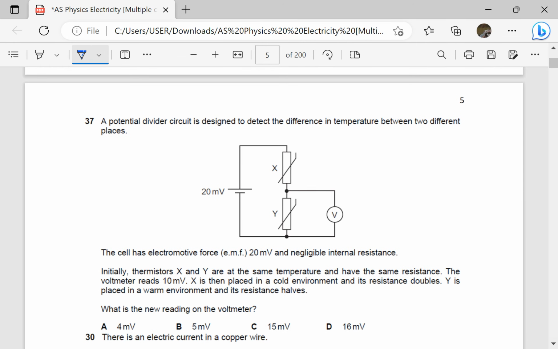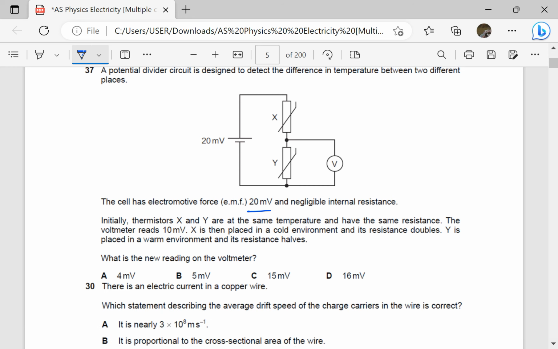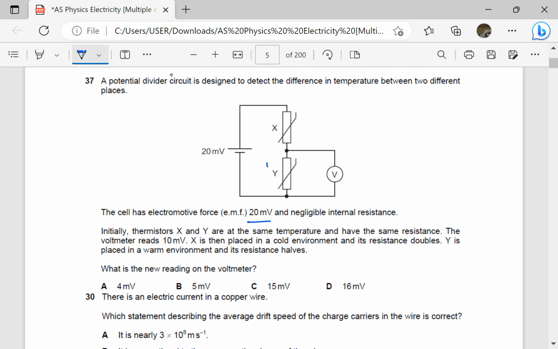A potential divider circuit is designed to detect the difference in temperature between two different places. The cell has e.m.f 220 millivolts and a negligible internal resistance. Initially, thermistors X and Y are at the same temperature and have the same resistance. That means the PD is divided equally, giving this one 10 and the other one 10, if they have the same resistance at the same temperature.